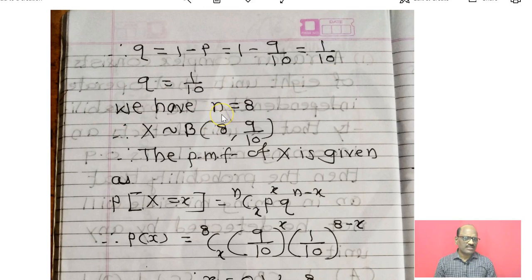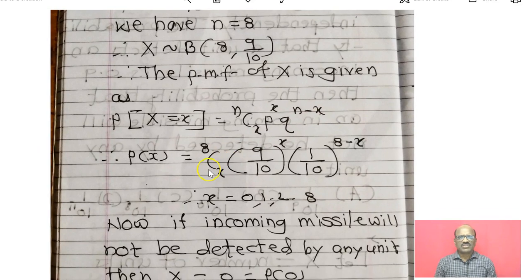Also we have that there are 8 units, that is n is equal to 8. Therefore X follows the binomial distribution with n equal to 8 and P equal to 9 by 10. The probability mass function of X is given as P of capital X is equal to small x, nCx P raised to x into Q raised to n minus x. Therefore P of x is equal to 8Cx (9 upon 10) raised to x (1 upon 10) raised to 8 minus x, where x takes the values 0, 1, 2, 3 up to 8.